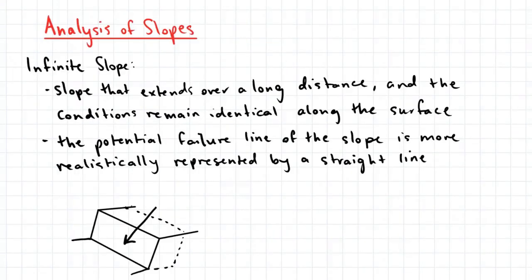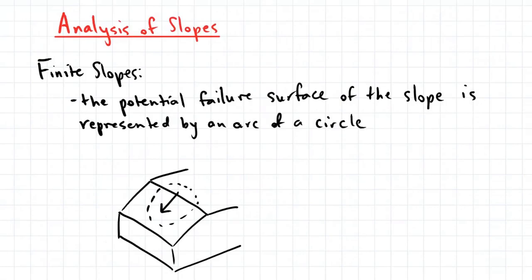The type of analysis used for slope stability will depend on the type of slope failure. So an infinite slope is used when the slope extends over a long distance, and the potential failure line of the slope can be represented by a straight line. Finite slopes are used when the potential failure surface of the slope is represented by an arc of a circle.